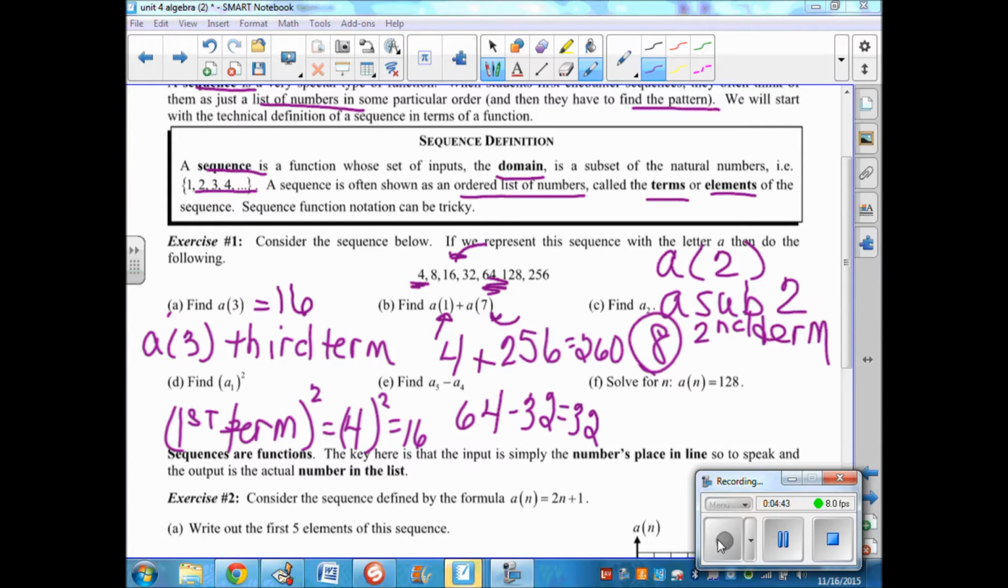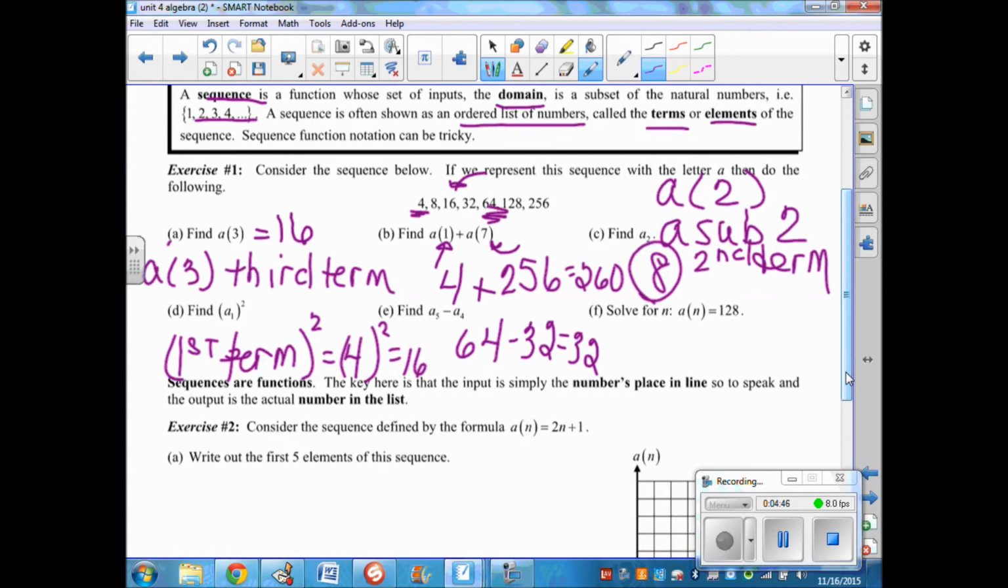Now, Part F is flipping that idea around a little bit, and they're saying, solve for n, meaning find the number term if the term is 128. So in other words, they're giving you the output. That's our output. They want to know what's the input, or what is the term number that is 128 in our line. So here's 128. There's our output. What term number is it?